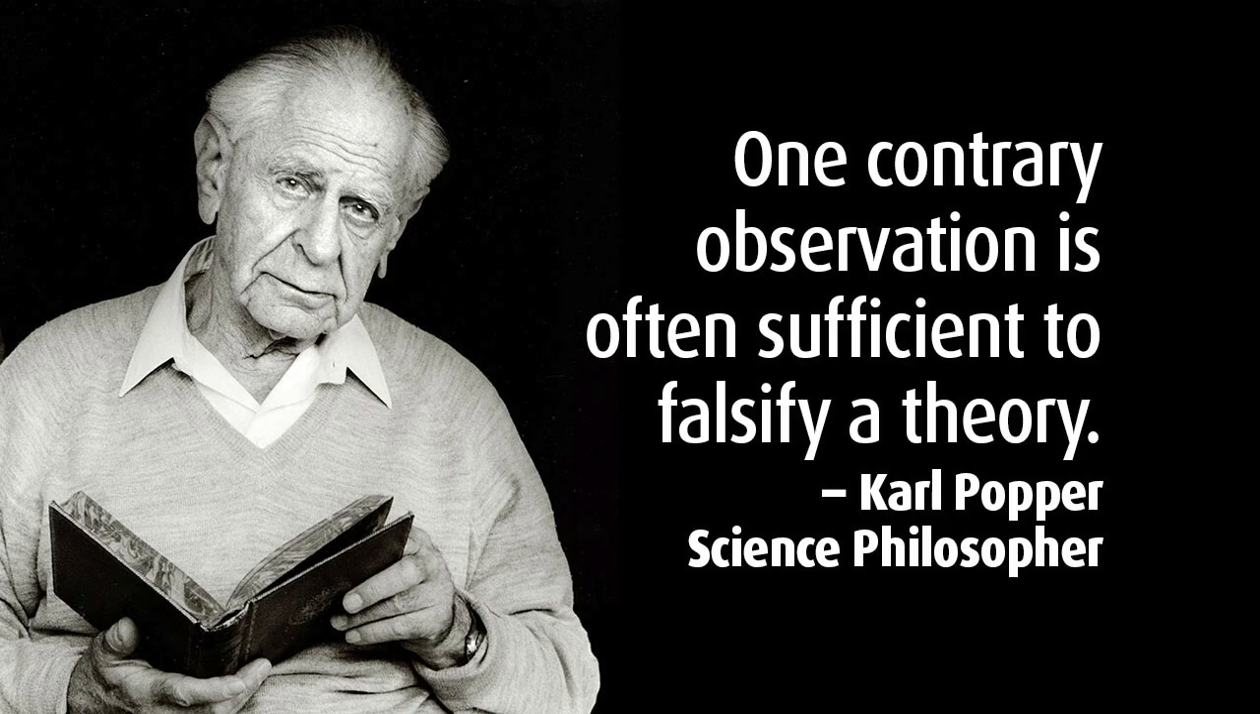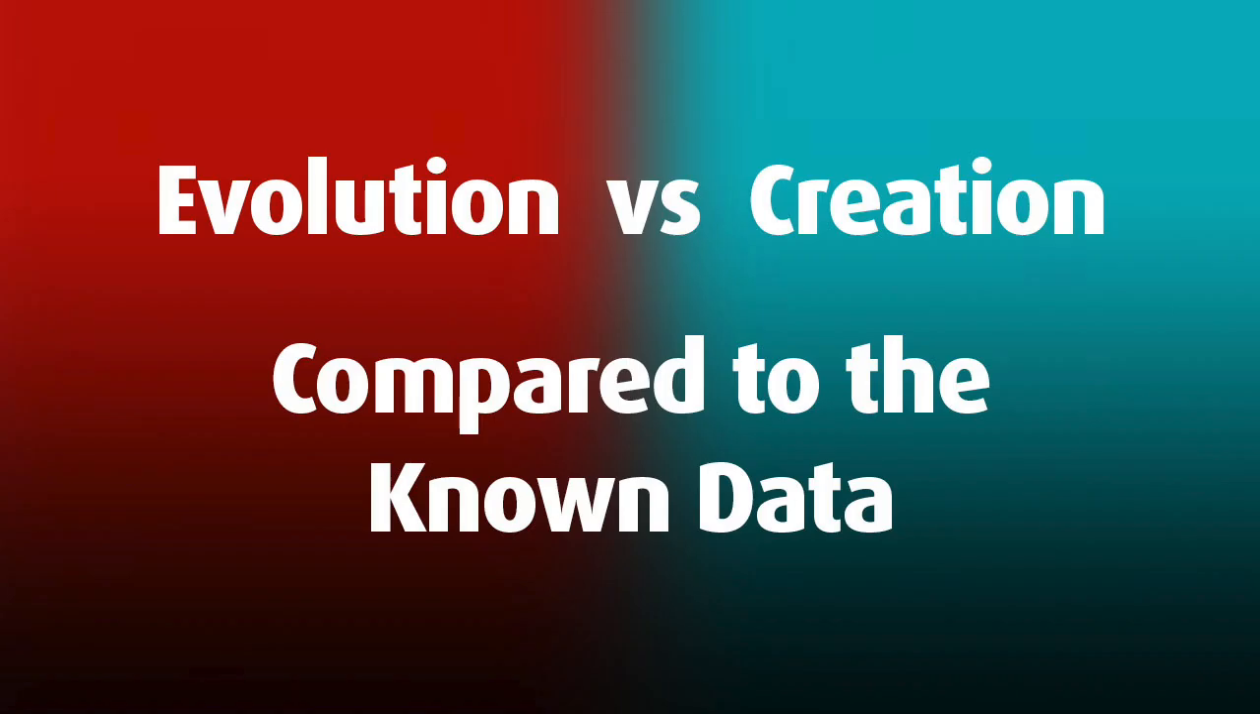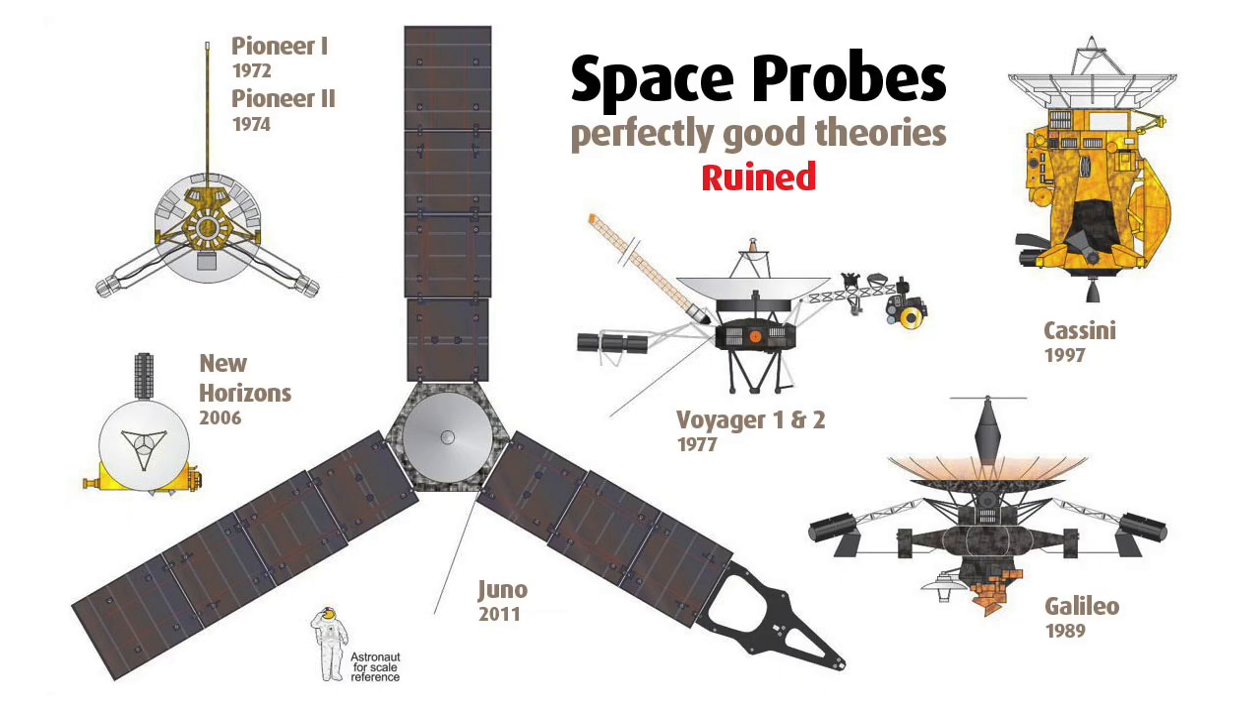Another thing that Karl Popper said is one contrary observation is often sufficient to falsify a theory. So let's look at evolution versus creation compared to the known data. Now, since we're talking about the solar system and space, we should note that over the last decades, humanity has explored outer space with lots of probes. But every time we send out space probes and find out what's really there, science theories have to be revamped because they discover facts that don't fit with the theories.